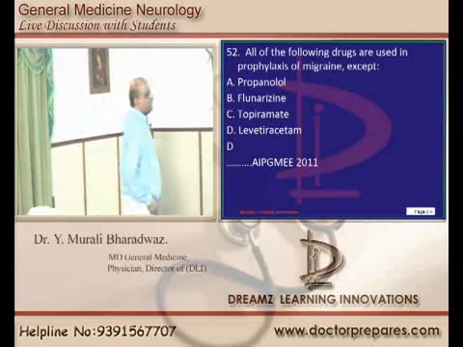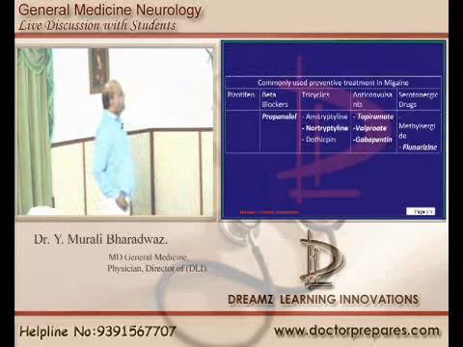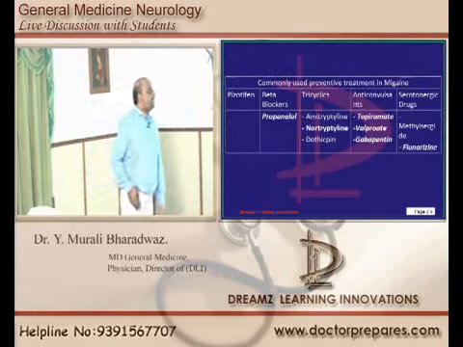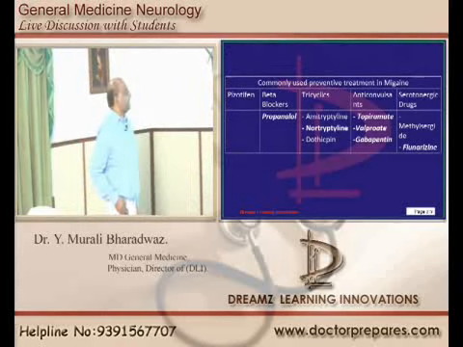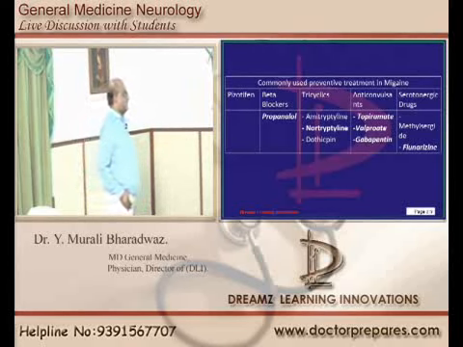So many times we discussed it, many times it appeared. Beta blockers like propranolol, tricyclics like nortriptyline, and anticonvulsants can be used in the preventive treatment of migraine. Which anticonvulsants? Topiramate, valproate, gabapentin, etc.